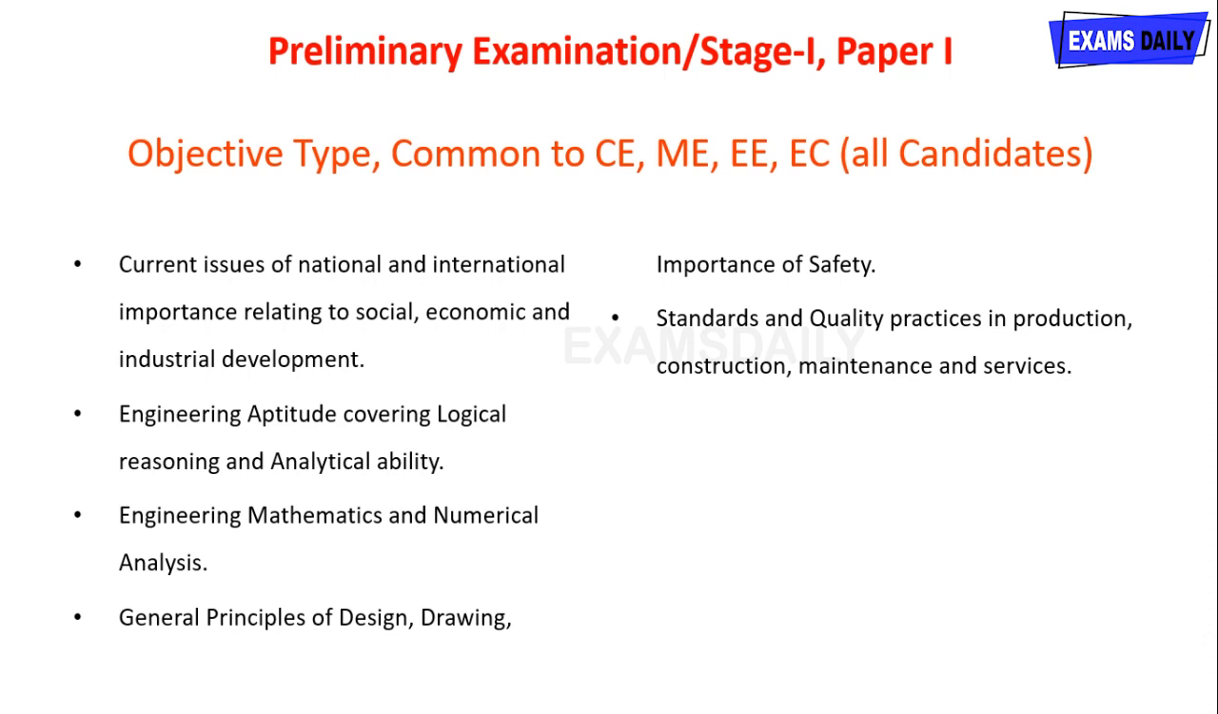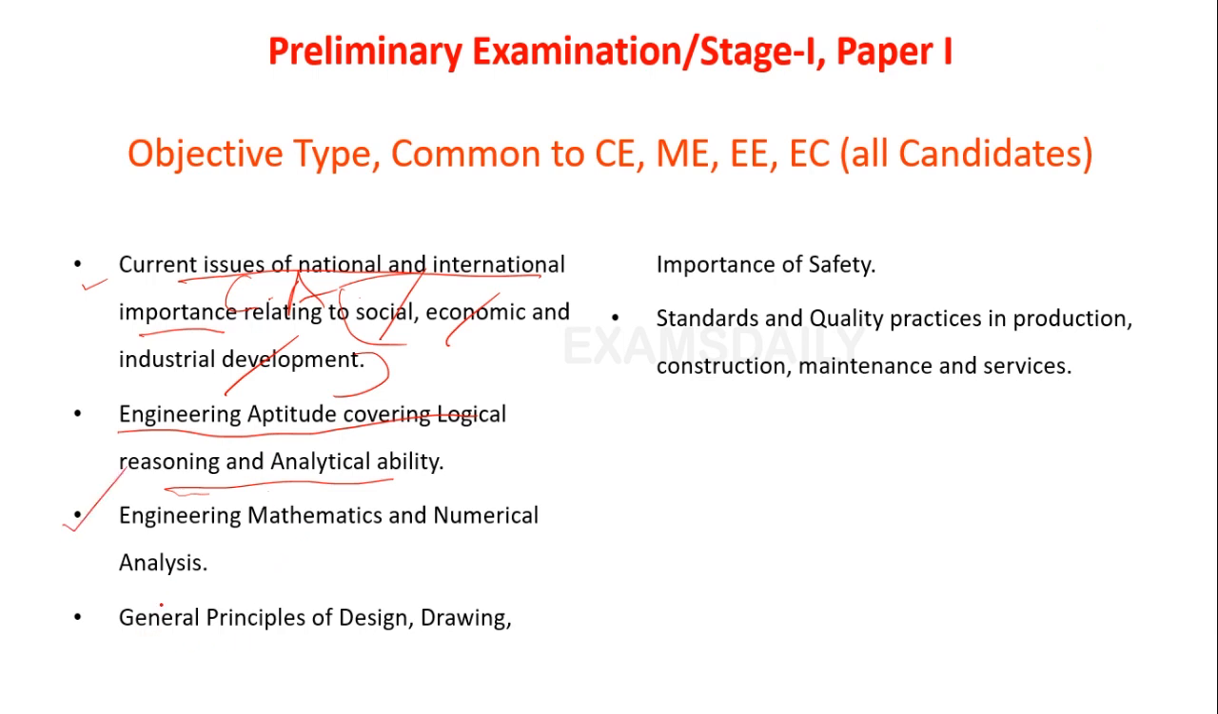So it is subjective type, and the first topic is current issues of national and international importance relating to social, economic and industrial development. So current affairs, particularly in social, economic and industrial development. And then engineering aptitude covering reasoning and analytical ability. So you have to study aptitude and reasoning for this paper. And then engineering mathematics and numerical analysis. So basic engineering mathematics, and then general principles of design, drawing and importance of safety.